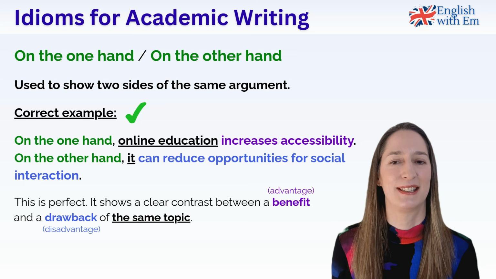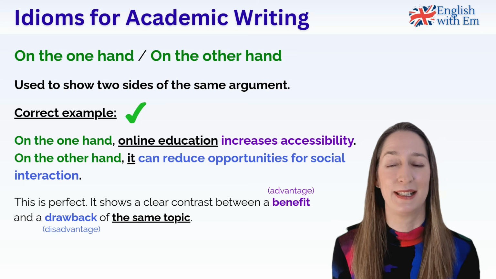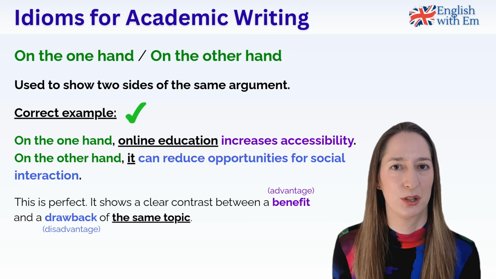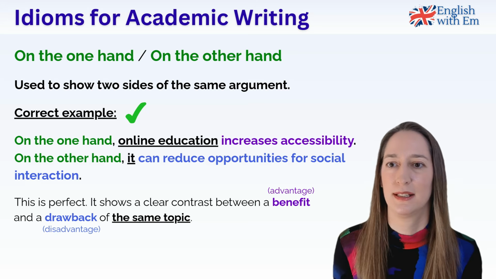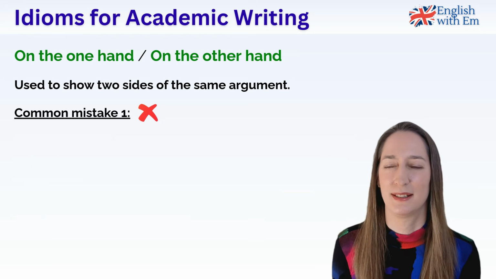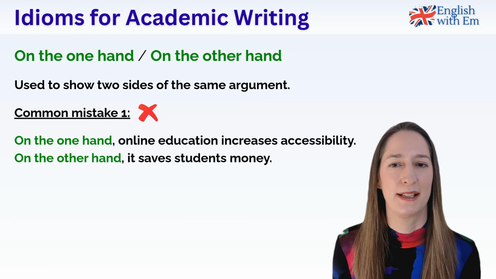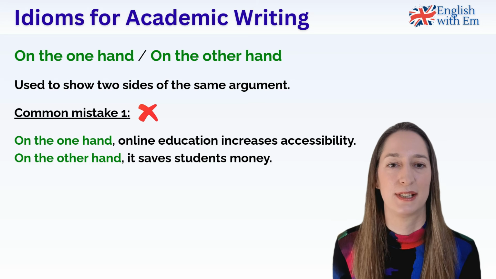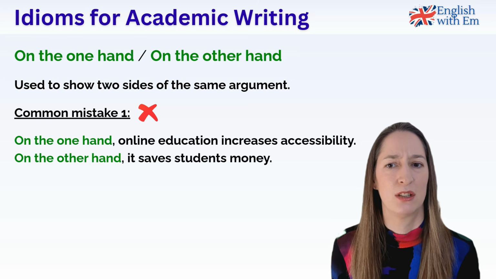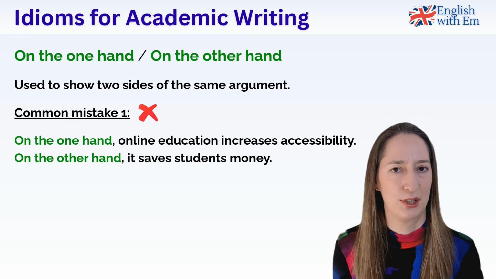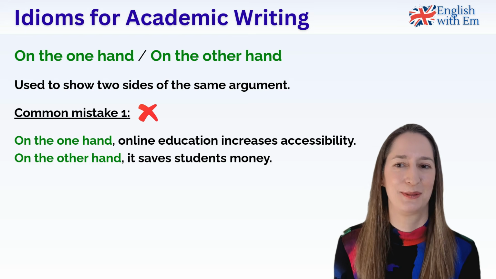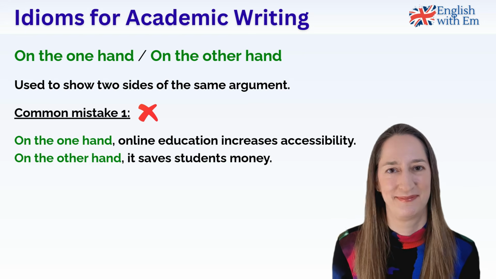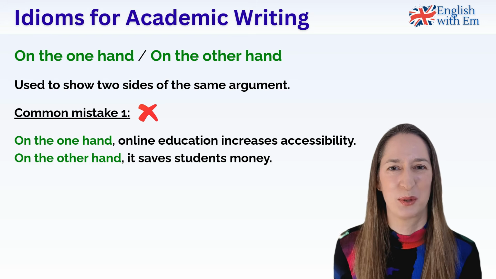Okay, so now you know how to use it correctly. Let's see some of the most common mistakes. There are 4 that I want to highlight. So, number 1. On the one hand, online education increases accessibility. On the other hand, it saves students money. What's wrong with this? What do you think? Pause the video if you want to think about it longer.